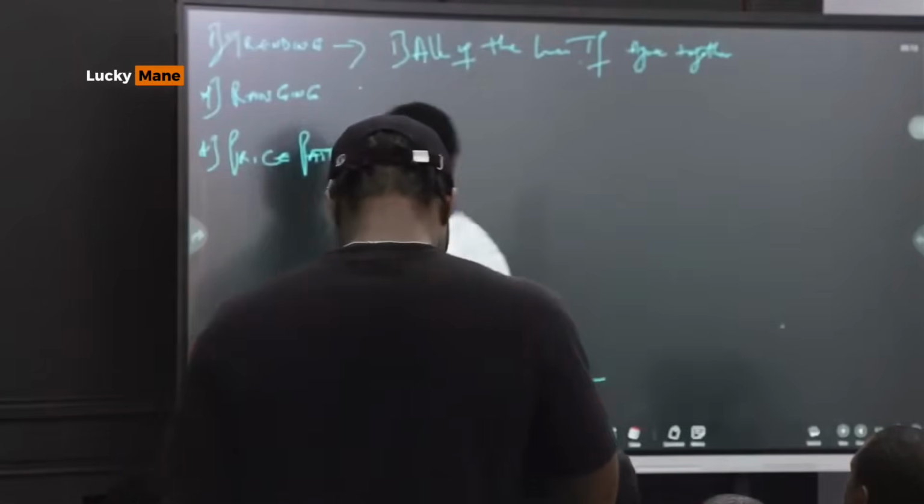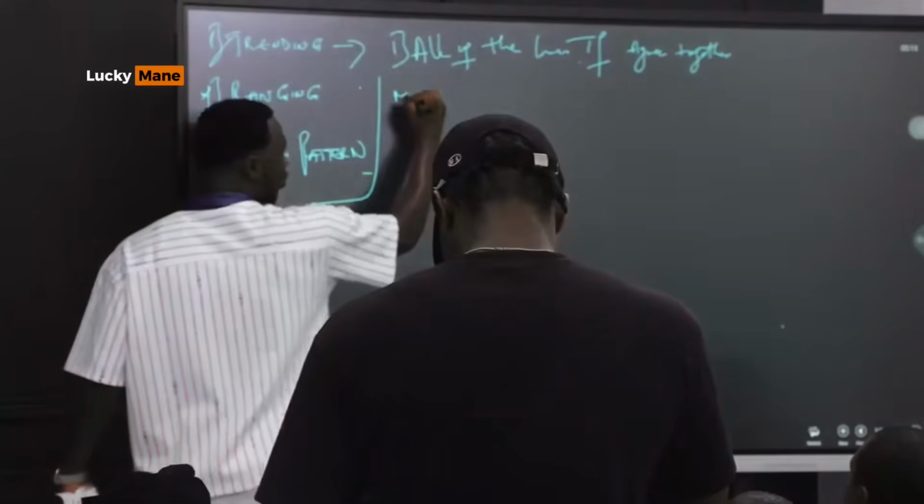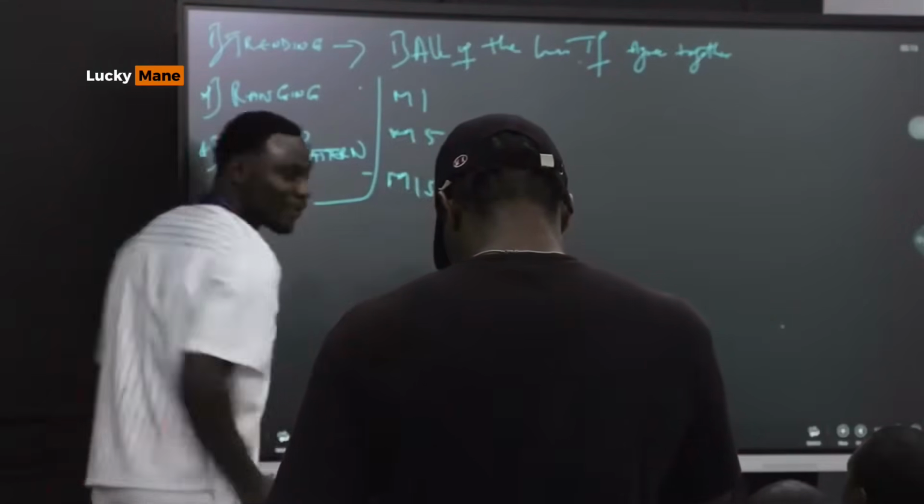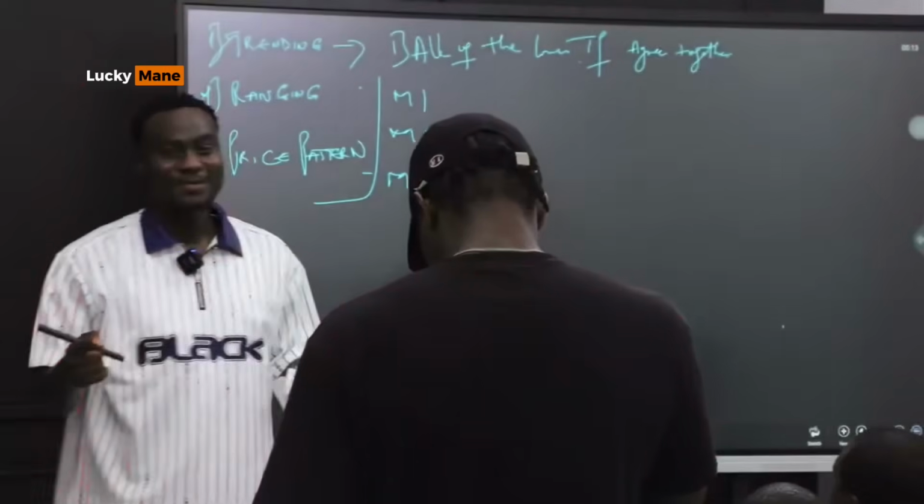Meaning that now I know that I have 3 time frames in the lower: M1, M5, and what? What's happening? M1, M5, and what?